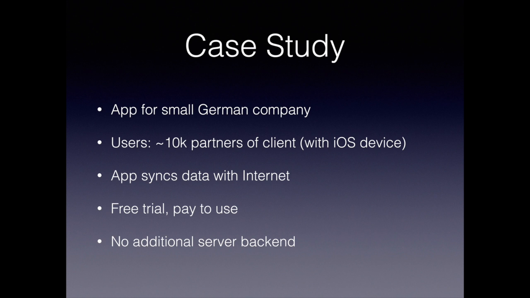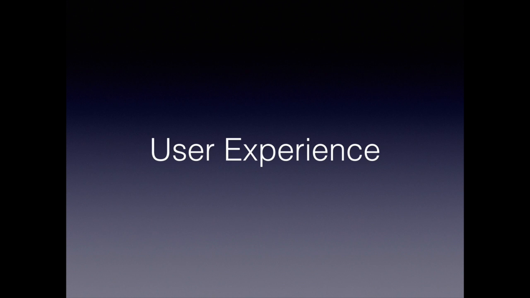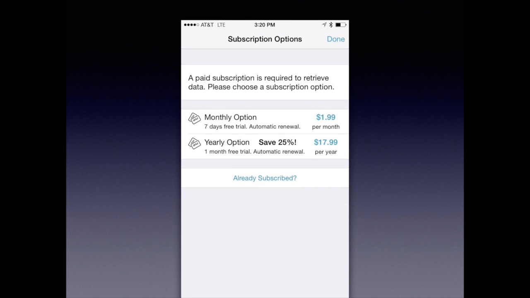So in terms of user experience, as soon as the app determines the user wants to download data and he doesn't have a subscription, he sees this screen, and it tells him that a paid subscription is required to retrieve data. Please select the subscription option. These are the two options that I've configured in the in-app purchase for this app on iTunes, and the localized prices come from there. And of course, I'm giving some discount on the yearly option because that means I get more money up front.